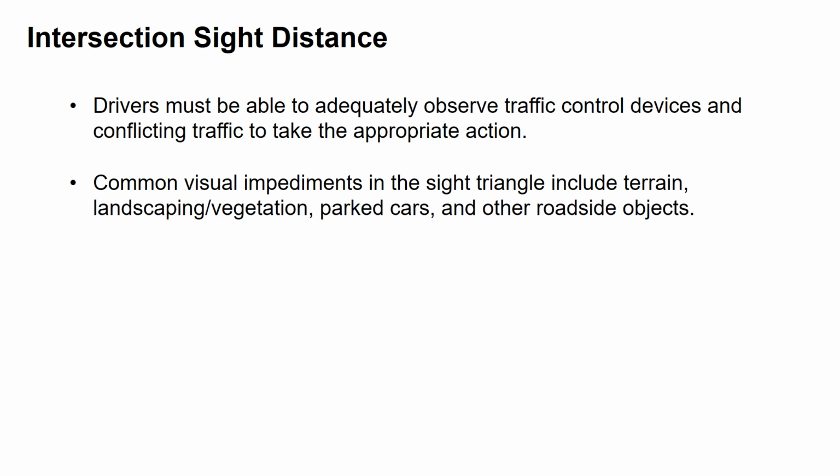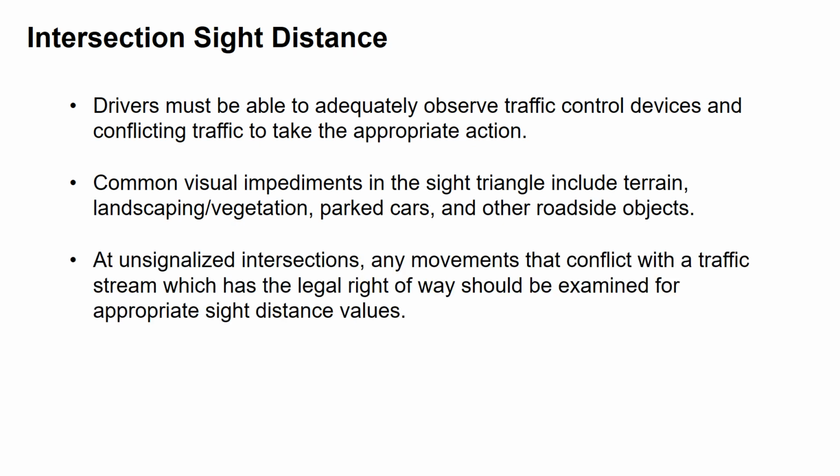Some of the common visual impediments within the sight triangle, and we'll talk more about sight triangles in this lesson, include the terrain itself, so just the landforms, and it can also take the form of vegetation, trees, bushes, shrubs, other landscaping. It can be parked cars or other roadside objects.